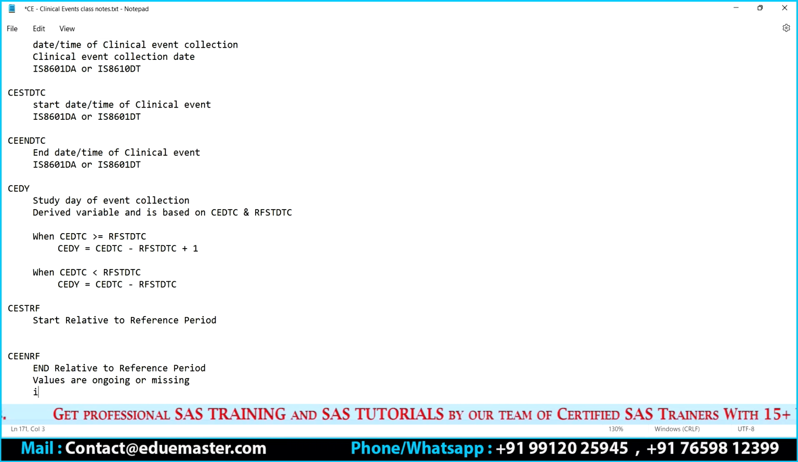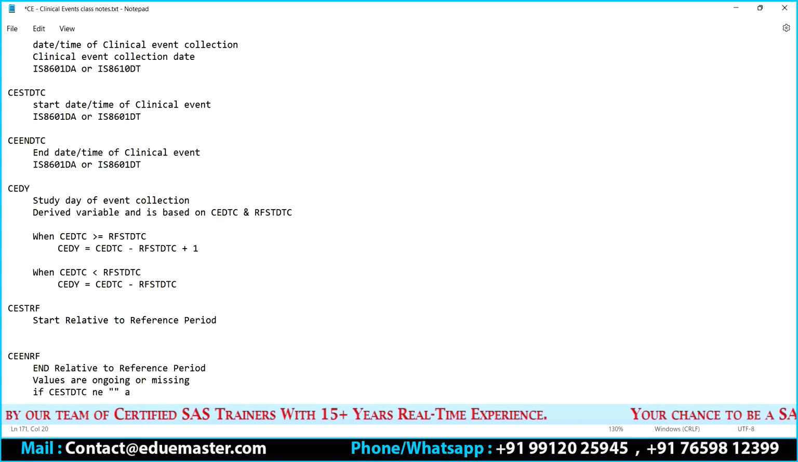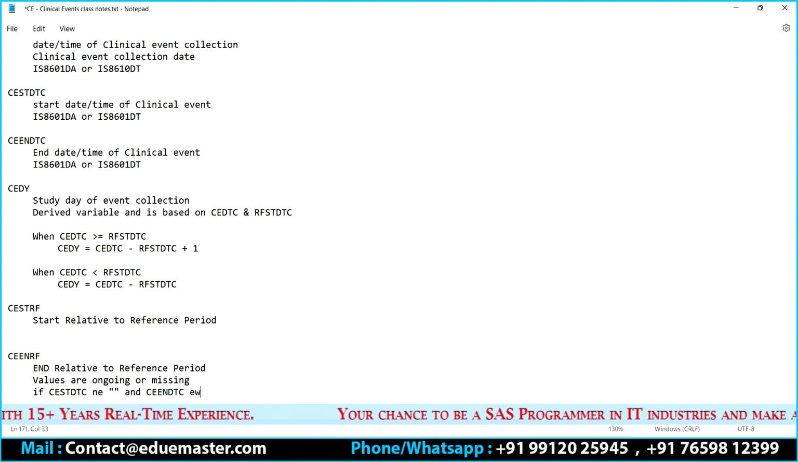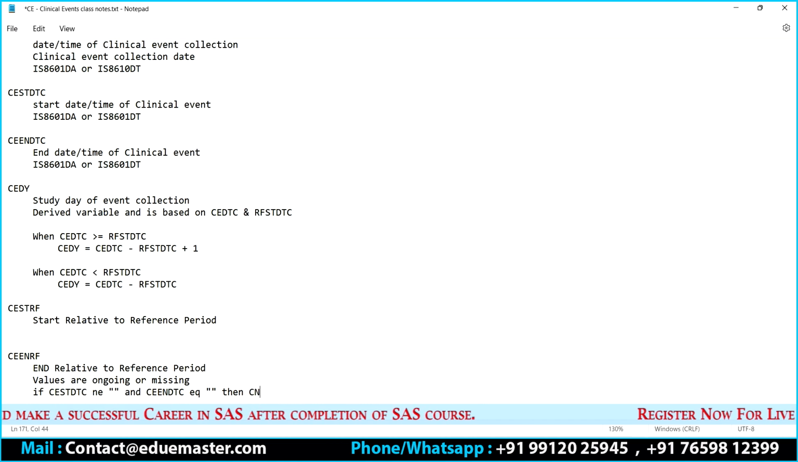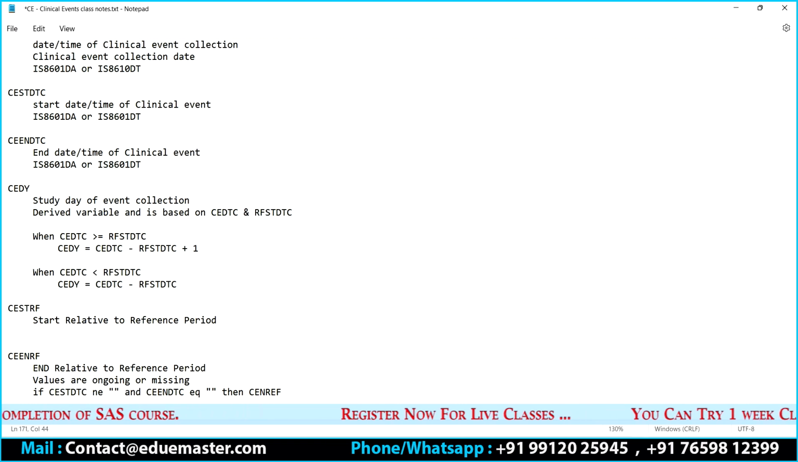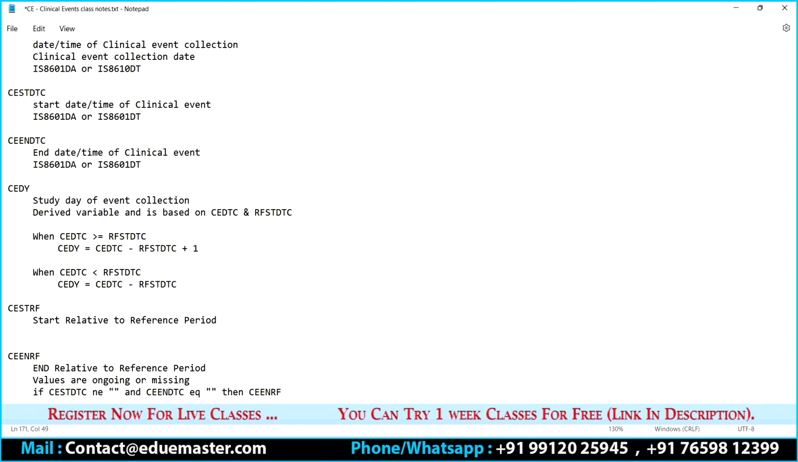If you have your start date and time, when your clinical event start date is there, so this is not equal to null. At the same time, your end reference time period is there, right? This is equal to null. That is, you have a valid start date, but your end date is not defined yet. Then I can say that it has not ended, it is still happening. I can say that your CENRF is going to be ongoing.